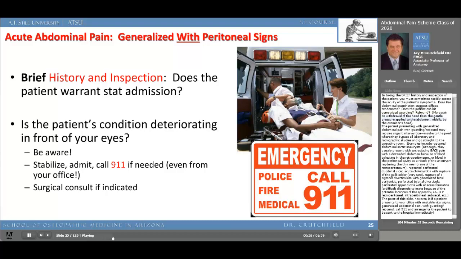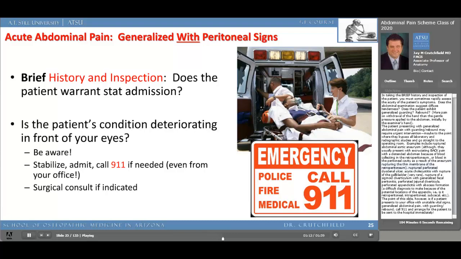Examples include ruptured abdominal aortic aneurysms, although they usually present with associated and excruciating back pain with a distended abdomen because of blood collecting in the retroperitoneum or blood in the peritoneal cavity as a result of the aneurysm rupturing through the thin membrane of the retroperitoneum. Another example is a ruptured perforated duodenal ulcer, acute cholecystitis with actual rupture of the gallbladder. This is very rare. Rupture of a sigmoid diverticulum with generalized fecal peritonitis, perforated jejunal diverticula, perforated appendicitis with abscess formation. All of this is a difficult diagnosis to make because of the peritoneal locations of the appendix.